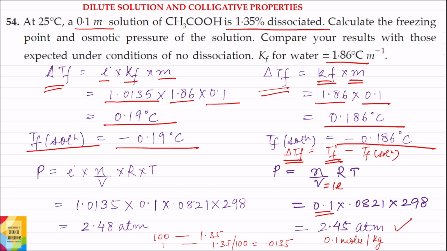Now, the osmotic pressure when acetic acid dissociates will be equal to i into n by V into R into T. Here i is the van't Hoff factor. The value of van't Hoff factor is 1.0135. Number of moles per unit volume is equal to 0.1. Value of R is 0.0821 and temperature is 298 Kelvin. Solving, osmotic pressure is equal to 2.48 atmospheres.